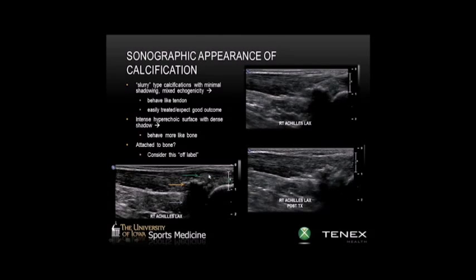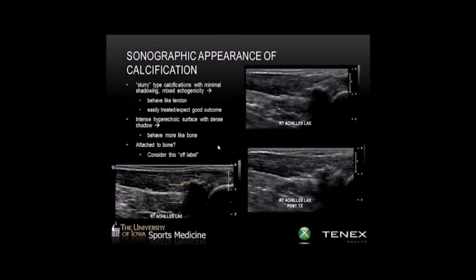It has mixed echogenicity, and this was easily aspirated. Whenever you see this intense hyperechoic surface, like here with this dense shadow, so this darkness that you can't see through below, these are going to be much harder to treat. This is the same lesion here that we're moving, that's really socked in. These are going to behave somewhat more like bone, because it's that very hardened calcium. These are going to be a little bit more challenging to treat, and make you think twice about some of these.